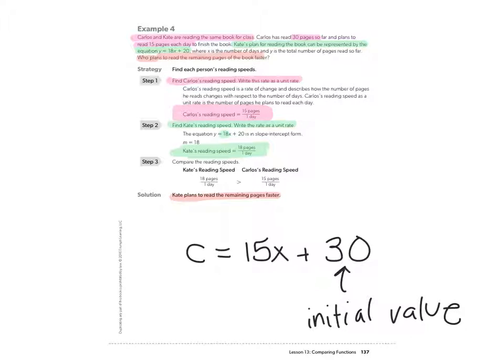Here we only need to know who reads faster. But we could solve the system of equations to find out when they're on the same page. And if we knew how long the book was, which we don't know, but if we knew how long the book was, we could find out who would finish first.